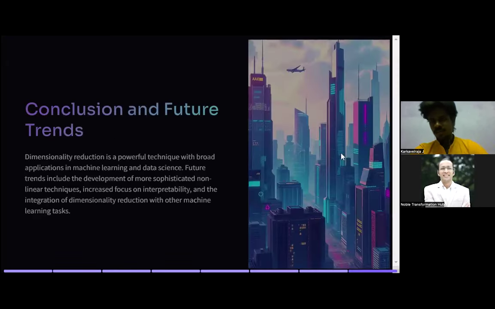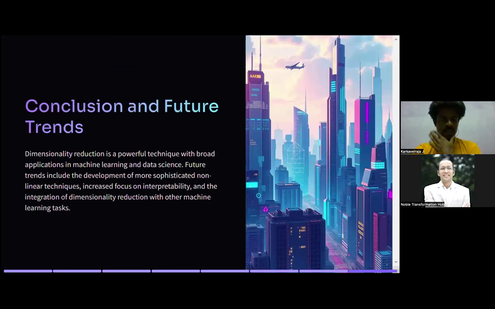Yeah, so moving on, conclusion and future trends. The thing is, dimensionality reduction is a powerful technique with broad application in machine learning and data science. It's true, okay, because reducing computation, as sir and I have been mentioning from the start. Today computational resources are in high demand. You cannot get computational resources freely. That's the reason dimensionality reduction is a powerful technique with application in machine learning and data science.